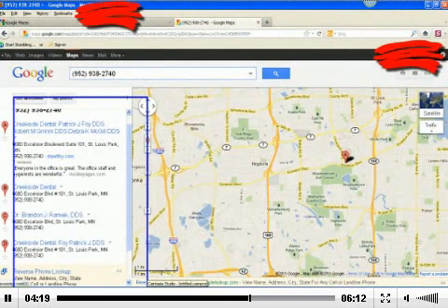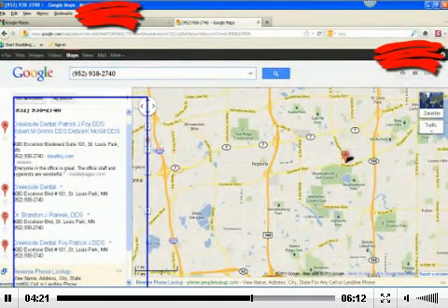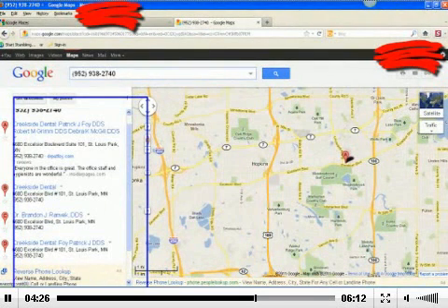Now, it may not be their fault, but it doesn't matter. Google doesn't care. They actually view you as a spammer because they think you're trying to game the system with more than one listing. Okay?